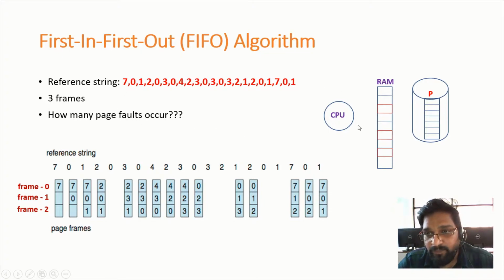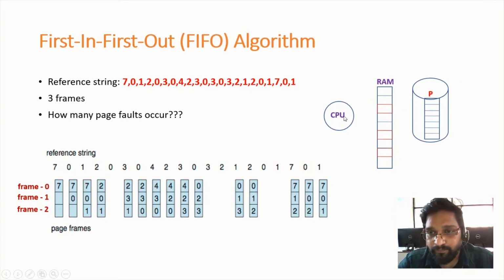Now, CPU, in order to execute the process called P in the following sequence, 3 frames have been allocated inside the RAM. So these 3 frames are represented in red color, right?